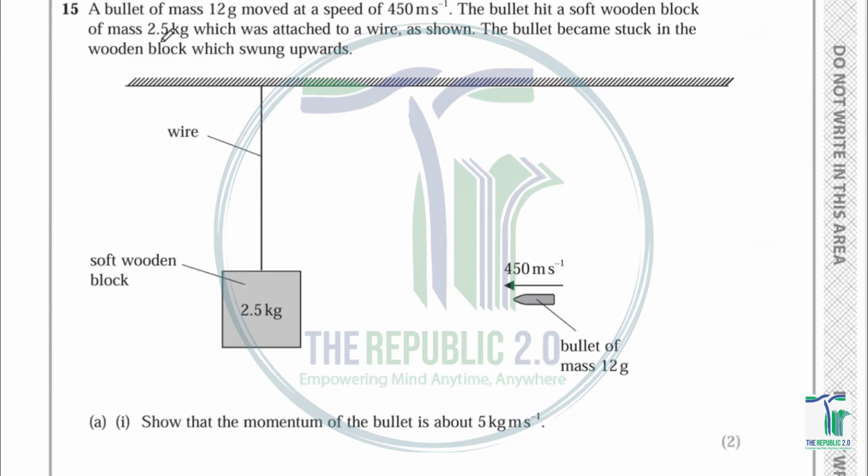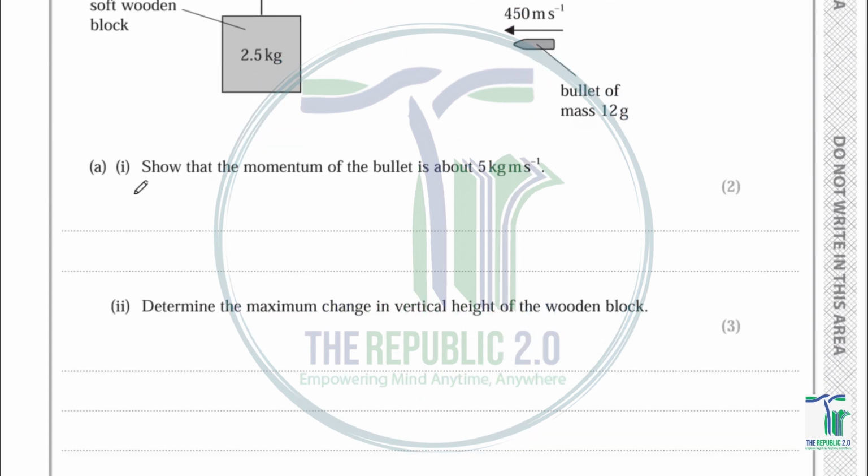In question number 15, a bullet of mass 12 grams is moving at a speed of 450 meters per second. The bullet hit a soft wooden block of mass 2.5 kilograms, which was attached to a wire as shown. The bullet becomes stuck in the wooden block, which swung upward. Show that the momentum of the bullet is 5 kilogram meters per second. So yeah, that's quite easy.